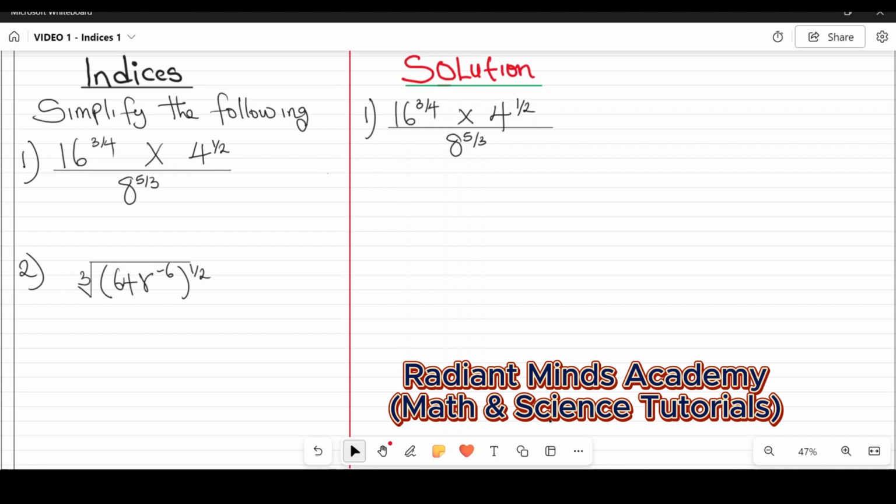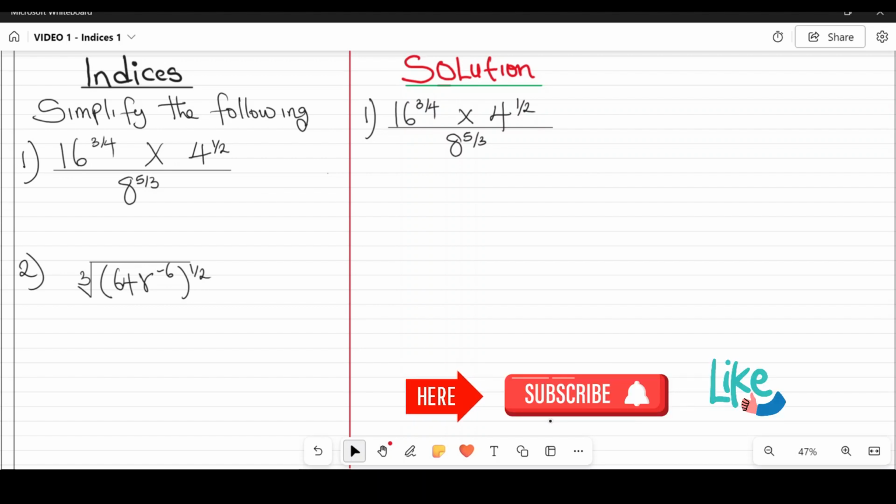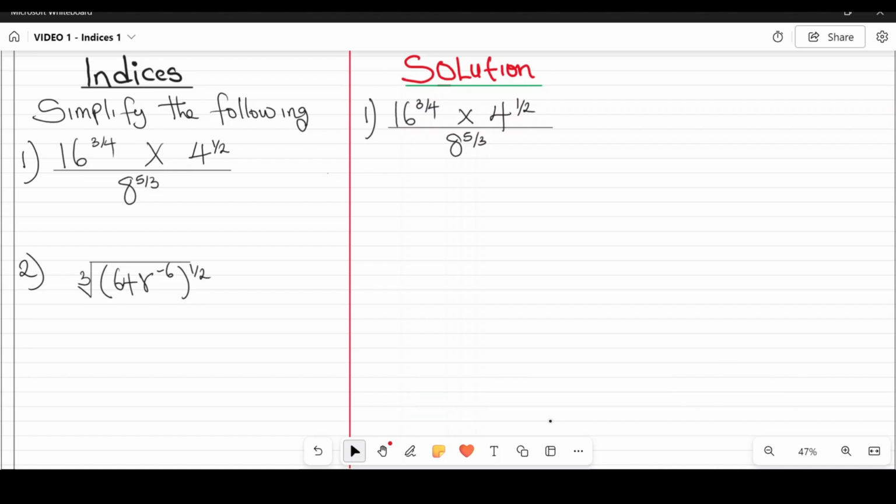My name is Goodluck. In today's video, I will show you how to simplify these two exponential expressions given to us. We'll walk through it step by step and you will be able to simplify questions that relate to exponential expressions. Let's dive into it.